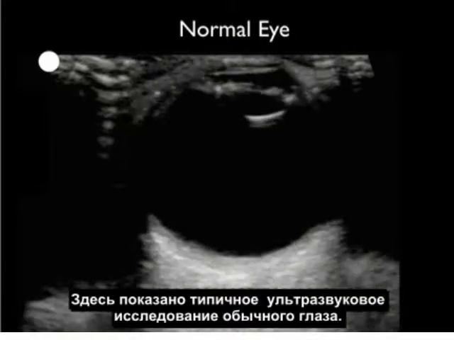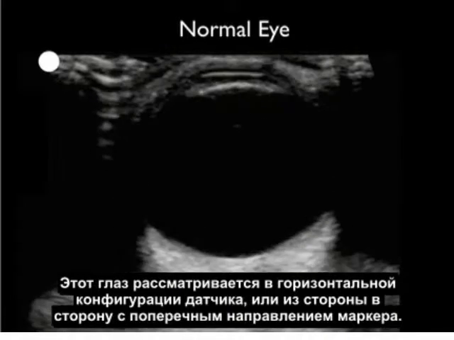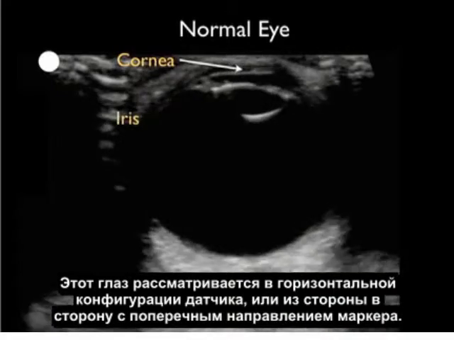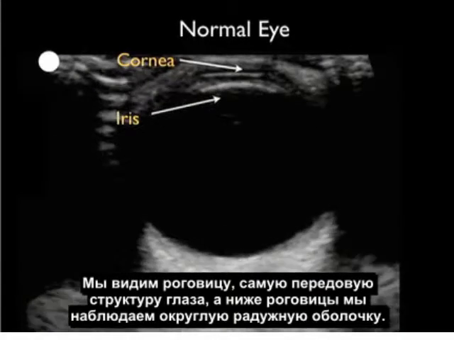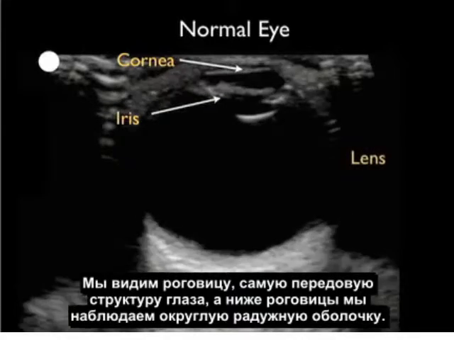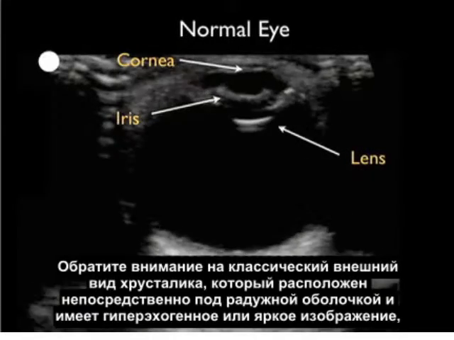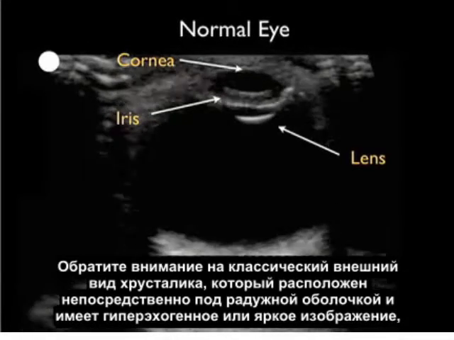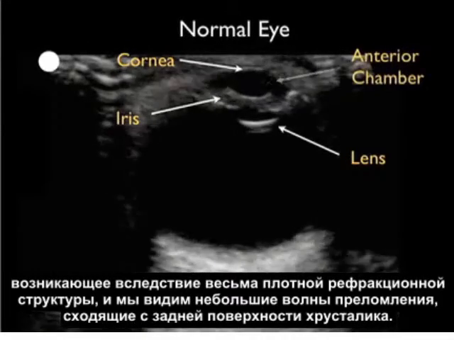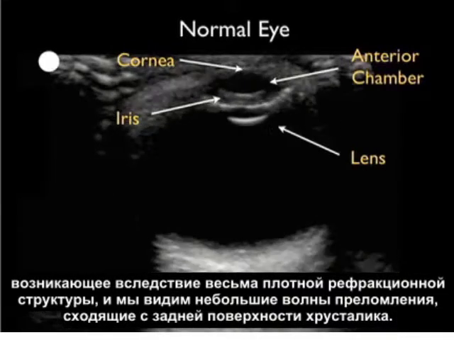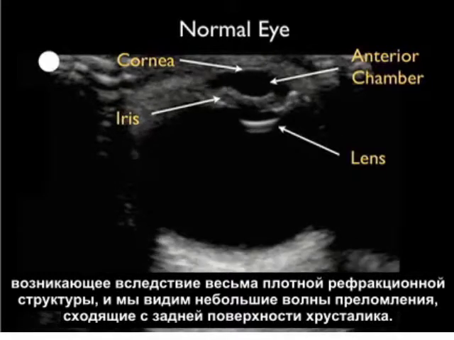Here's a typical ultrasound of a normal eye. This eye is taken in the horizontal or side-to-side probe configuration with a probe marker lateral. We see the cornea, the anterior-most structure of the eye, and we see below the cornea the rounded iris. Note the classic appearance of the lens just below the iris, which has a hyperechoic or bright appearance due to its very hard refractive pattern, and we can see little refraction waves coming off the back of the lens.